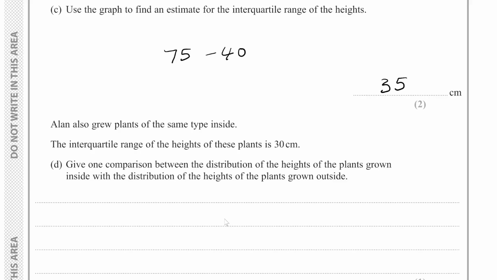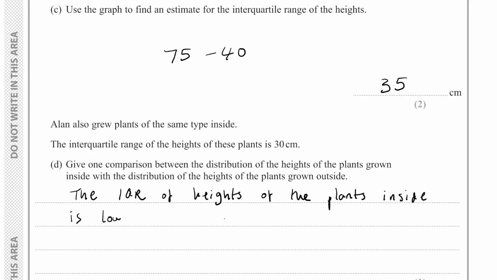That means we need to refer to the plants or the height, and it's less inside. So the interquartile range of heights of the plants inside is lower. And that is our comparison.